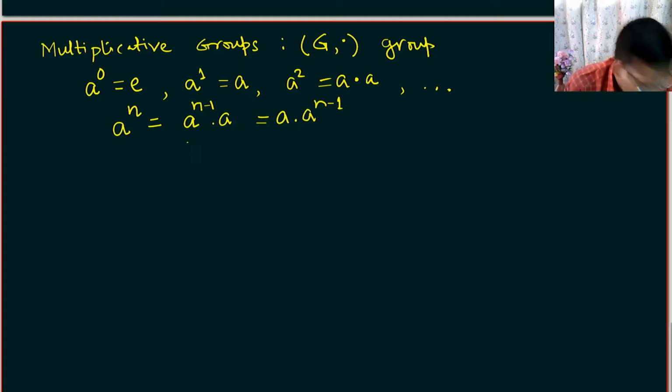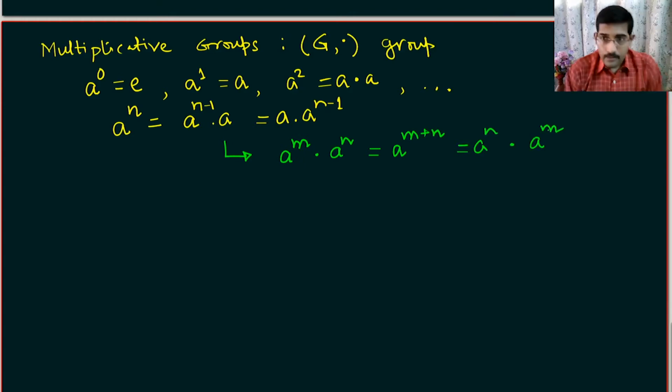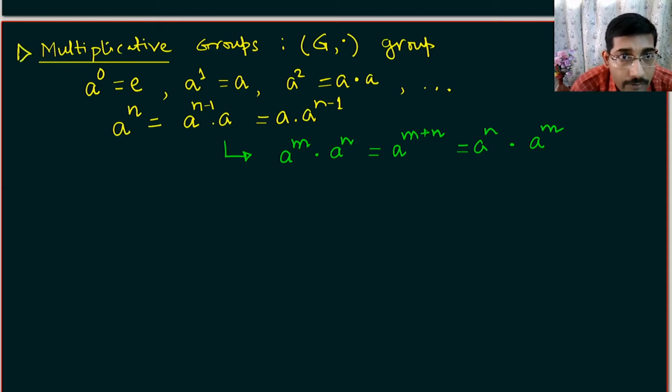So all this points to the fact that I have A to the power m operated over A to the power n is equal to A to the power m plus n, which is equal to A to the power n operated with A to the power m. This is for the multiplicative groups, the multiplicative operations. The counterpart we have as per our definition, as we said.